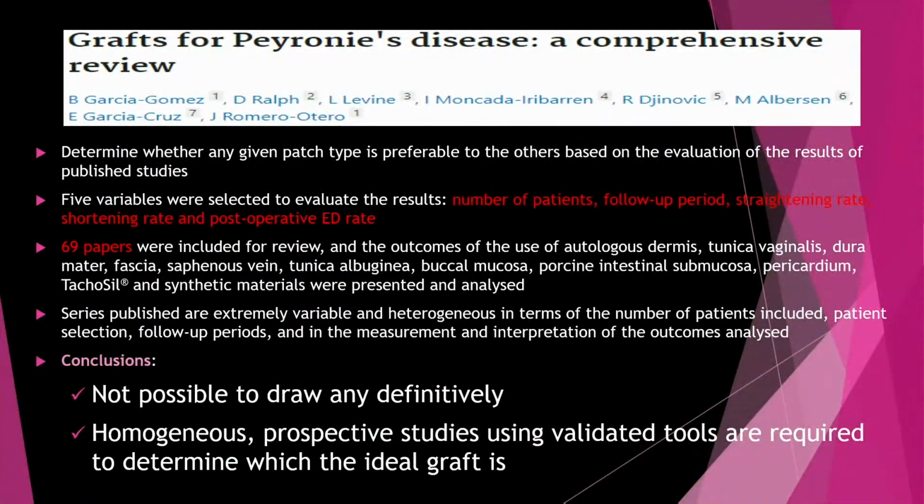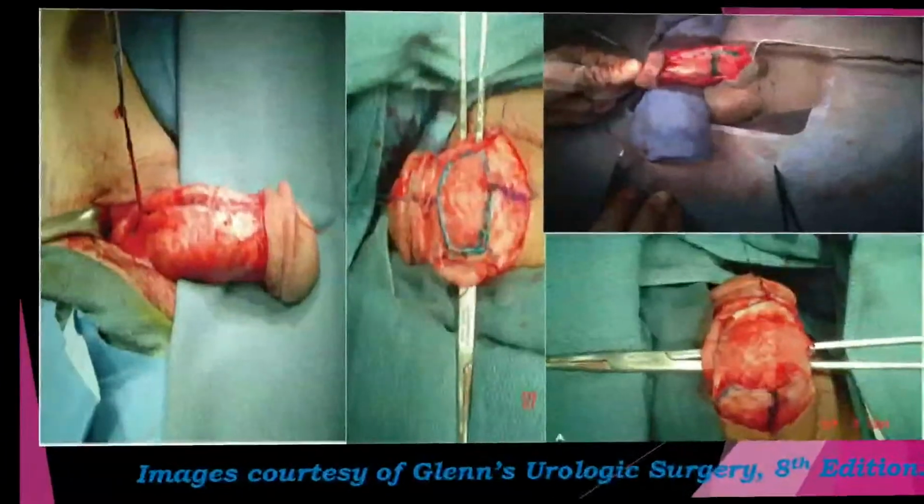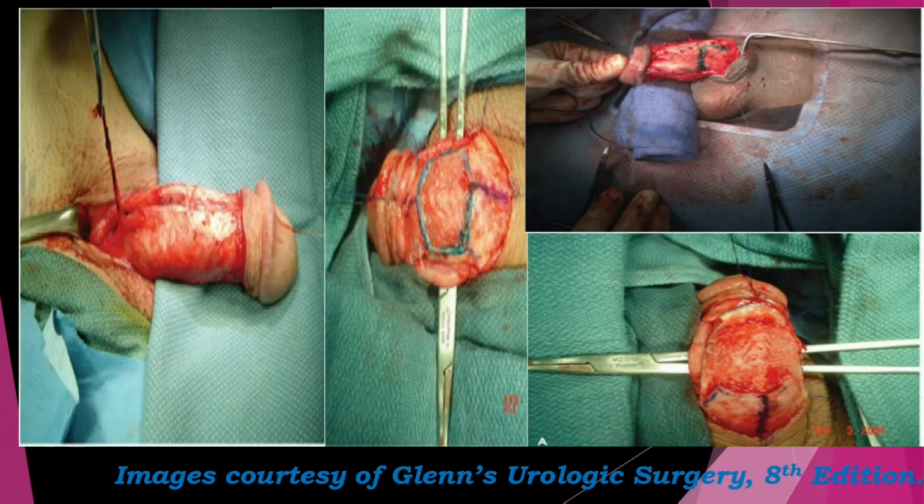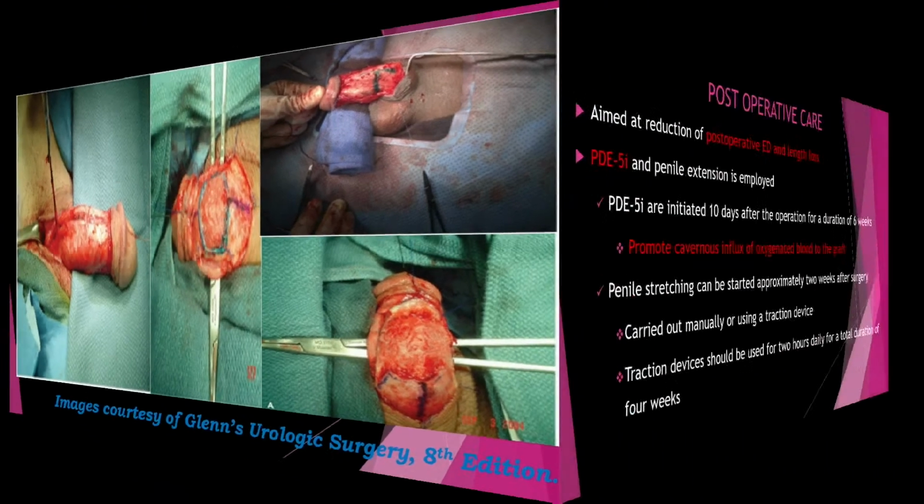So this is the pictorial of how they harvested the veins, the stay sutures to mark where there is the plaque, and there is an H incision, and from there they were able to lay the graft.